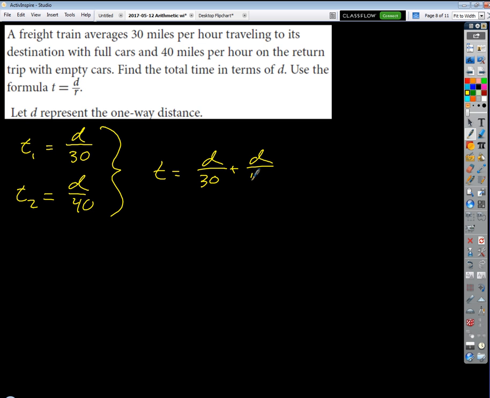D over 70. No, can't do that. What would I have to do here to add this up? I've got to get a common denominator. Well, what's my least common denominator going to be? With numbers, it's so much easier. Yeah, good job. The smallest number that these would both go into would just be 120, wouldn't it?